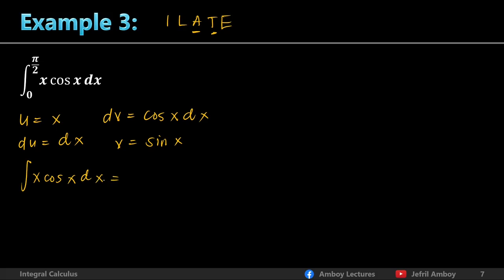So now, we will write the integral of x cosine x dx using the formula for integration by parts. That's uv, so x sine x minus the integral of v du, right? V du. So we have sine x times du, which is equal to dx. Is this integrable? Yes. Okay, kopyahin ko lang to. So x times sine of x minus, ano bang integral ng sine x? That's negative cosine of x.